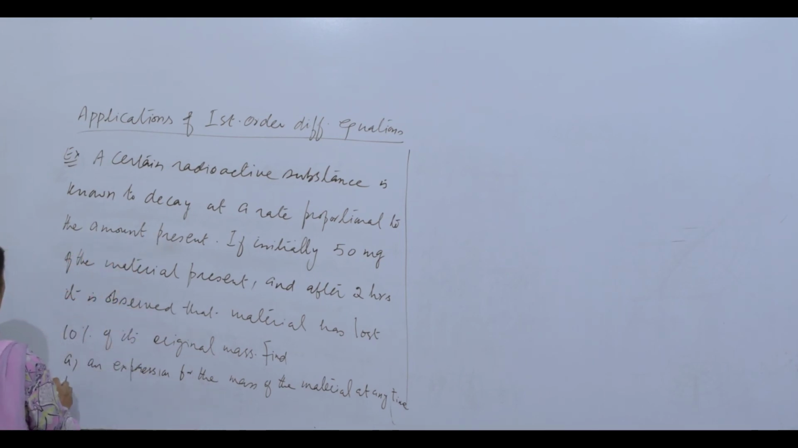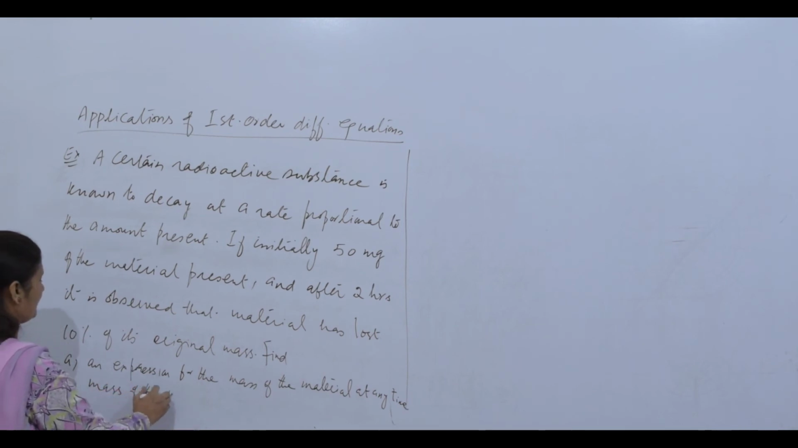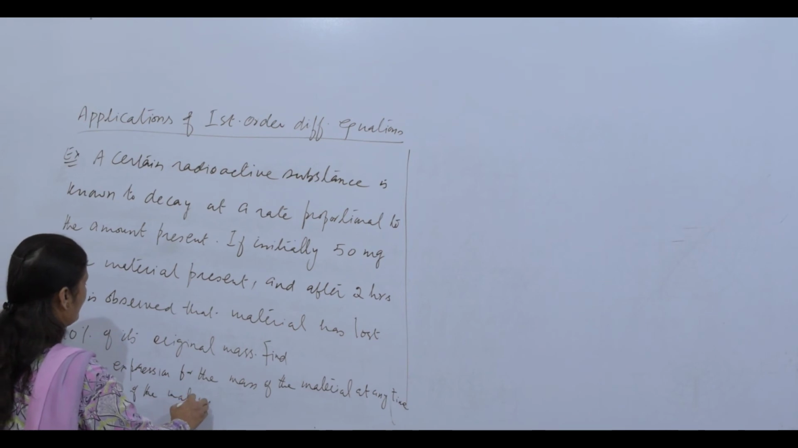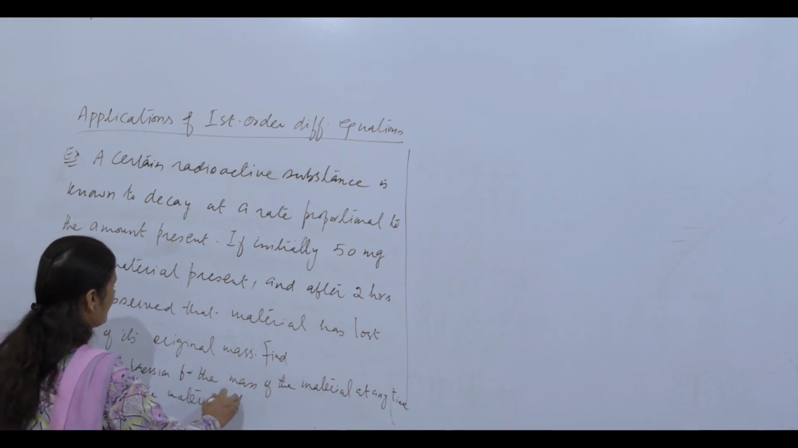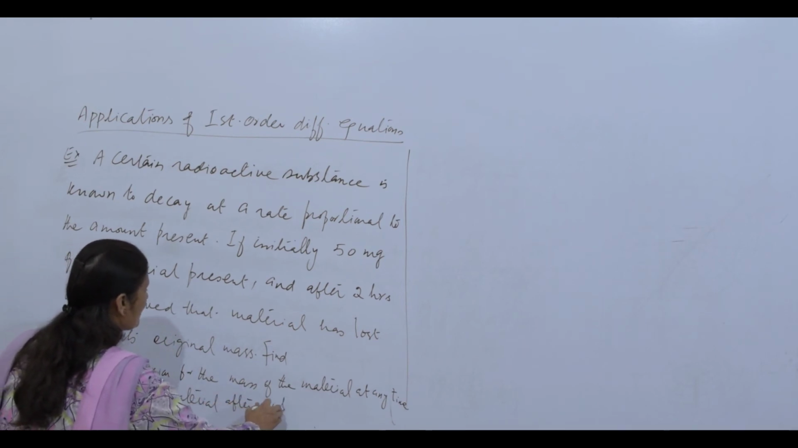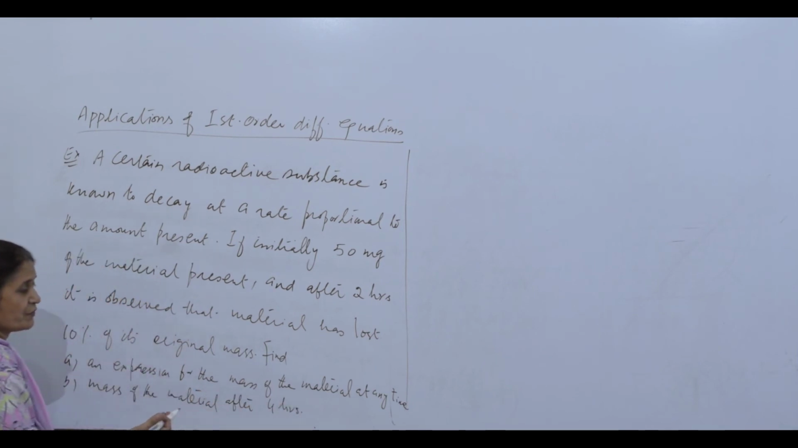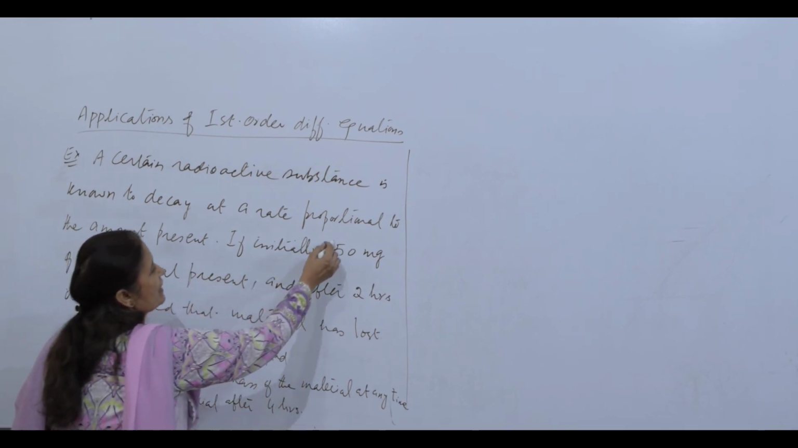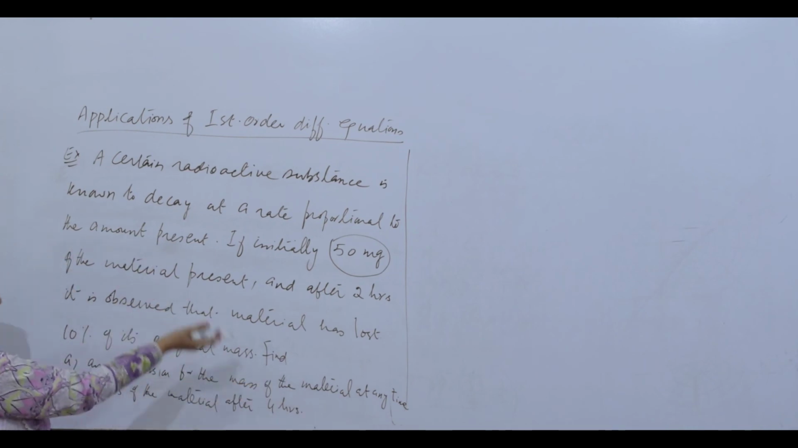You have to find number B, the mass of the material after 4 hours. After 4 hours, what will be the mass remaining? Initially, it is the initial mass. So after 4 hours, it is decaying.